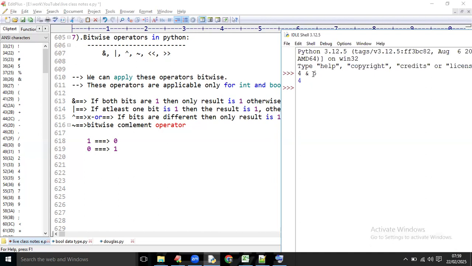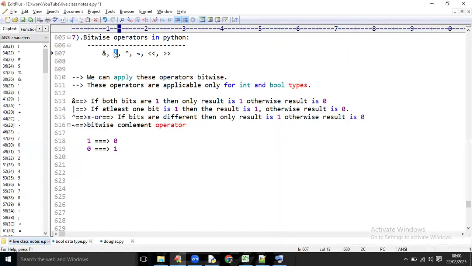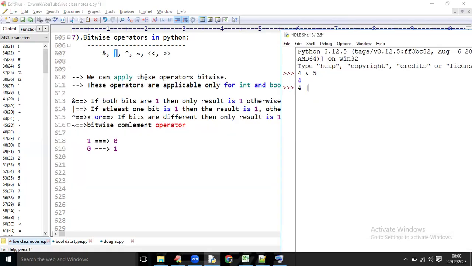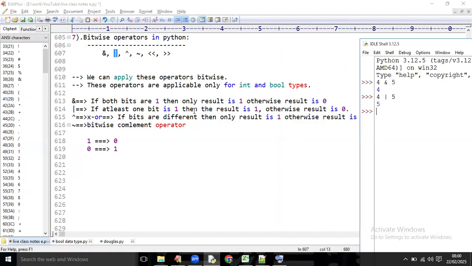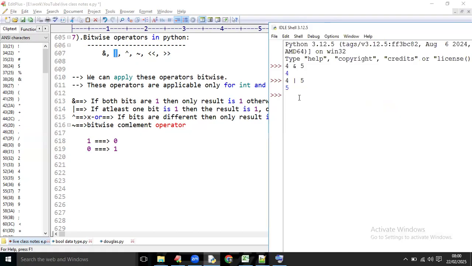Next, the OR operator. I'm giving the same kind of inputs for the OR operator. So here I'm giving 4 or 5. The result will be 5. So what is the rule for this OR operator? If at least one bit is 1, then only the result is 1. If at least one bit is 1, then only the result will be 1.